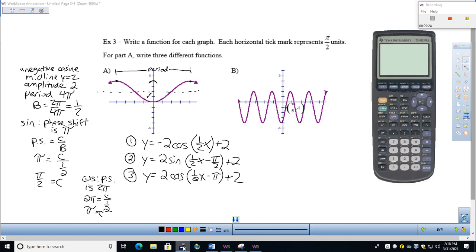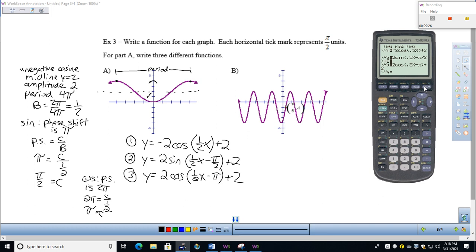Pretty cool. Let's graph. Now, I'll try to type this in pretty quickly, but negative 2 cosine 0.5x, close it, plus 2. And let's do all of them. Why not? 2 sine 0.5x, minus pi over 2. And lastly, 2 cosine 0.5x minus pi, and also plus 2. Did I neglect a plus 2 on this guy? There we go, got that.